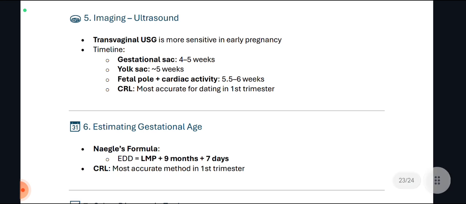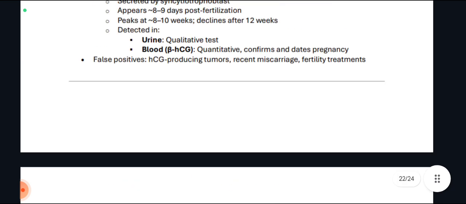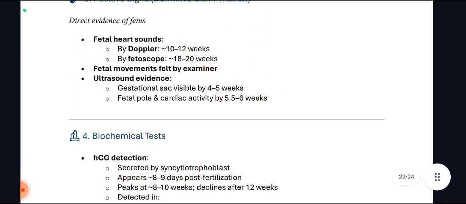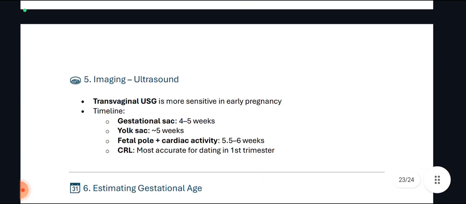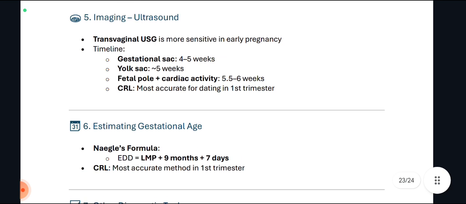Now, imaging ultrasound. The ultrasound imaging can be transvaginal and also transabdominal. The transvaginal USG is more sensitive in early pregnancy. Over the timeline, the gestational sac is visible by 4 to 5 weeks, yolk sac by 5 weeks, fetal pole plus cardiac activity by 5.5 to 6 weeks, and CRL, crown rump length, is the most accurate for dating the first trimester.